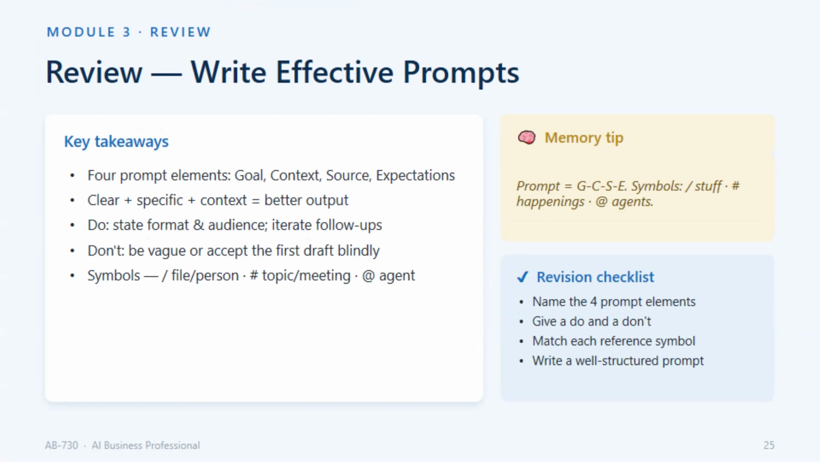Key takeaways. The 4 prompt elements are goal, context, source, and expectations. Clarity and specificity boost output quality. Do state the format and audience. Don't be vague or accept drafts blindly. Reference symbols: / for files or people, # for topics or events, @ for agents. Memory tip: GCSE for prompt essentials.